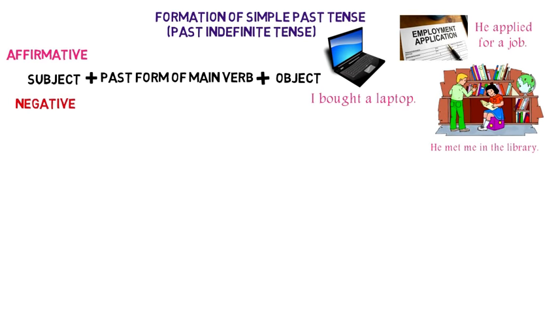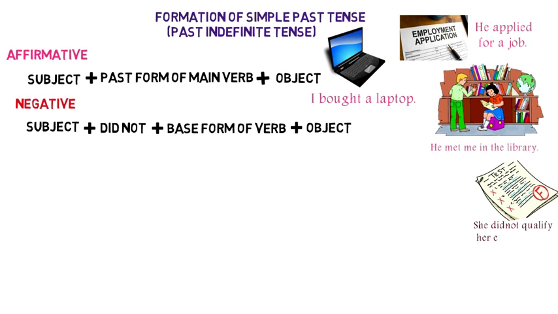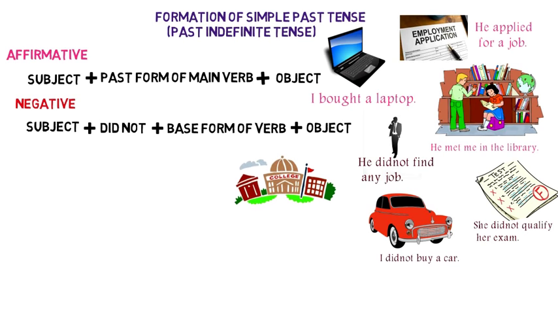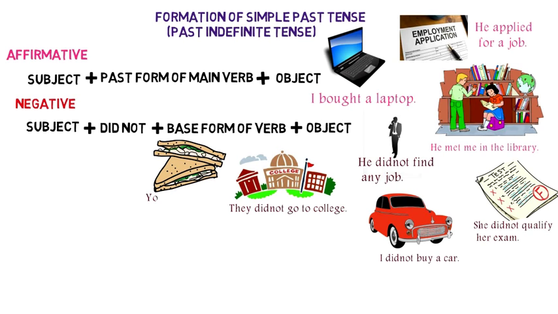For negative: subject plus did not plus base form of verb plus object. Let's see some examples. She did not qualify her exam. He didn't find any job. I did not buy a car. They did not go to college. You did not eat the food. Mr. Server did not help him.